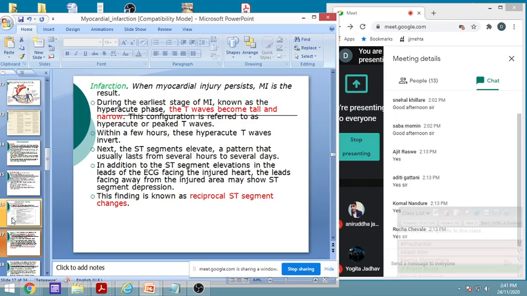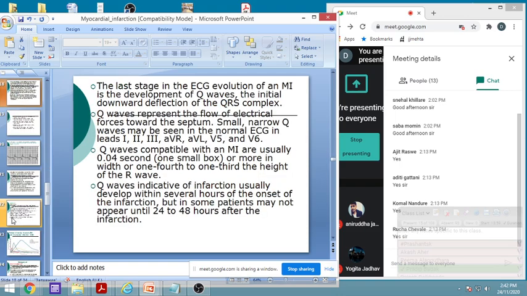And in addition to ST segment elevation in the leads of the ECG facing the injured heart, the leads facing away from the injured area may show ST segment depression. This is known as reciprocal ST segment changes, and they are very important diagnostic tools and actually very easy. So these are various ECG changes.